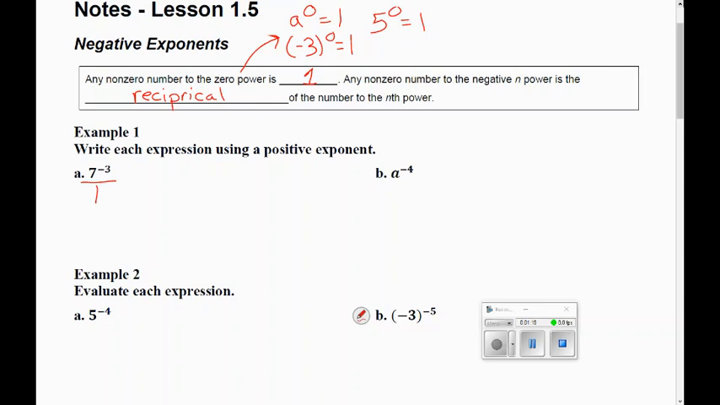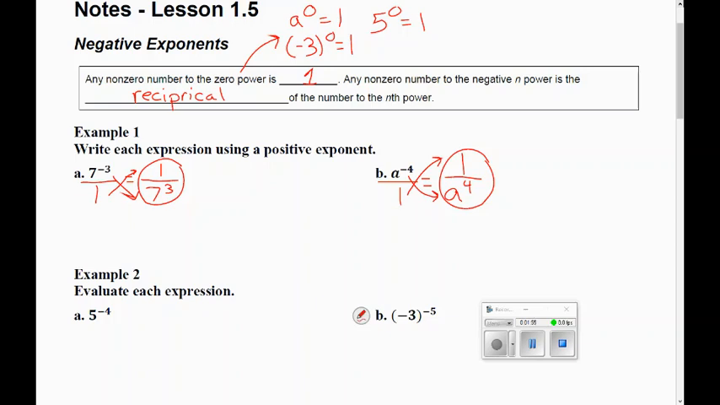Okay, so example 1 says write each expression using a positive exponent. So we went ahead and put the 1 on the bottom, and now we're going to take the 7 and write that with a positive 3 for the exponent on the bottom. And then the 1 just flips to the top, and that's our final answer. For B, again, we do the same thing. Put a 1 on the bottom, flip the fraction over, which is our reciprocal, and make it a to the positive 4th. Okay? So pretty simple stuff there for example 1.